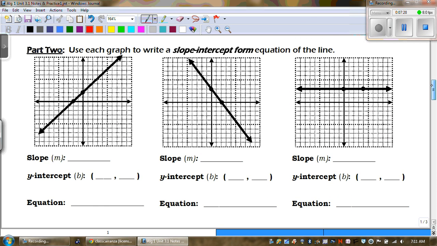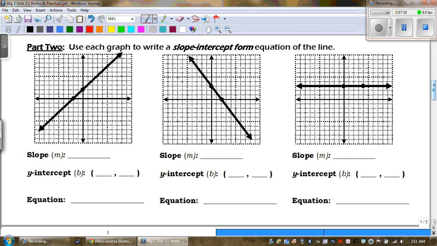All right. Part 2, use each graph to write a slope and slope-intercept form equation. So when you're doing this, the first thing we need to find is our slope.